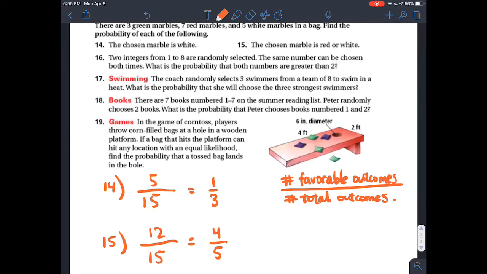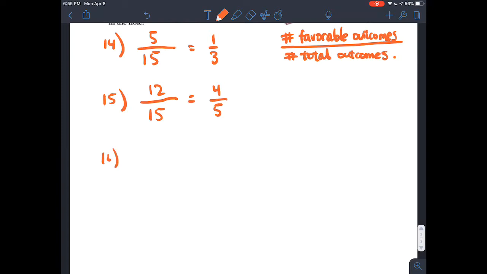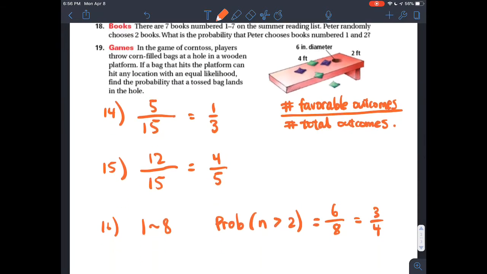Okay, number 16. 2 integers from 1 to 8 are randomly selected. The same number can be chosen both times. What is the probability that both numbers are greater than 2? Okay, so you have random numbers between 1 and 8. So the probability that a number is greater than 2, well, how many different ways can we do that? Well, the number has to be 3, 4, 5, 6, 7, or 8. So there are 6 possible outcomes out of a total of 8, which is equal to 6 over 8 or 3 over 4. So that's the probability that one of the 2 randomly chosen numbers is greater than 2.